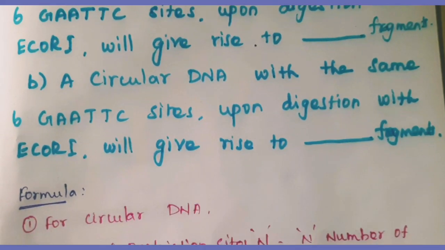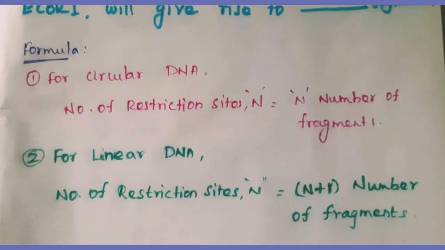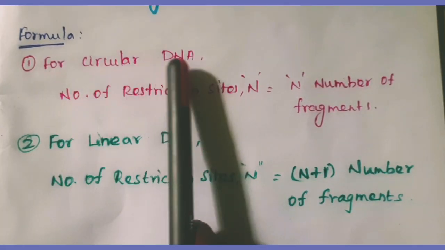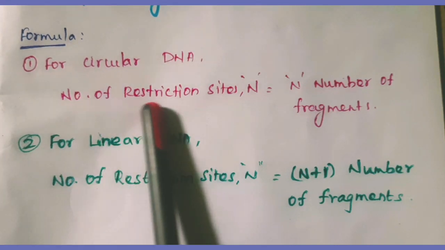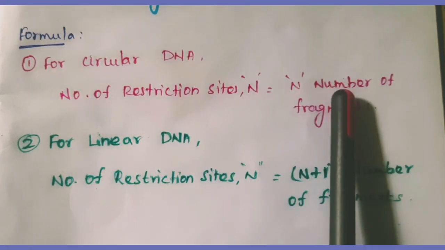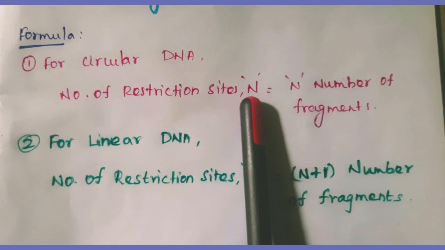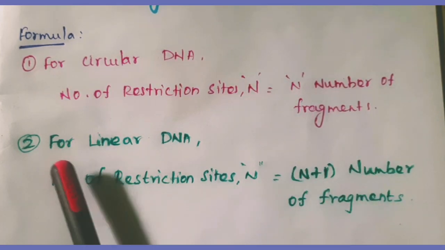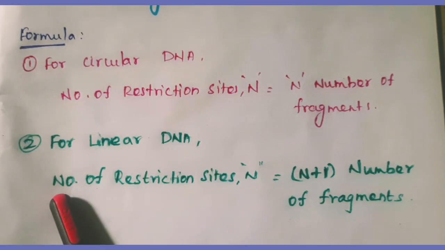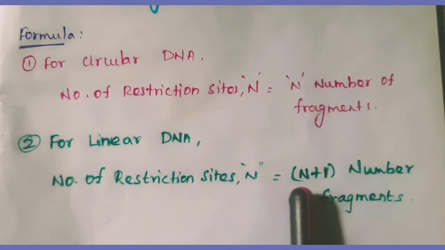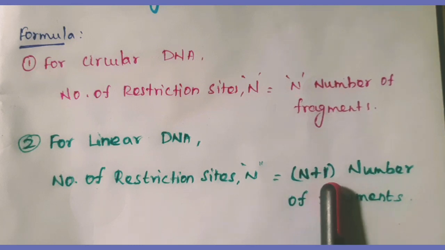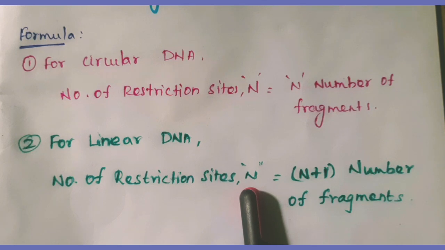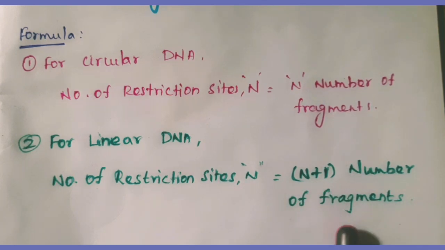So the formulas to calculate the number of fragments formed for linear DNA and circular DNA are: for circular DNA, if you have n number of restriction sites, then you will get n number of fragments. So if you have 6 restriction sites, then you will get 6 fragments. And for linear DNA, if you have n restriction sites, it will form n plus 1 fragments. That is, if you have 6 restriction sites, then you have 7 fragments.